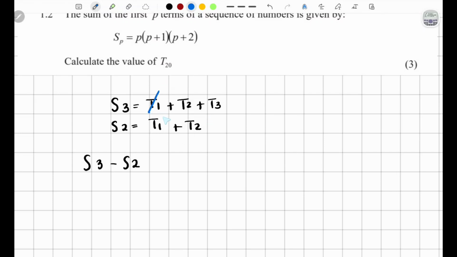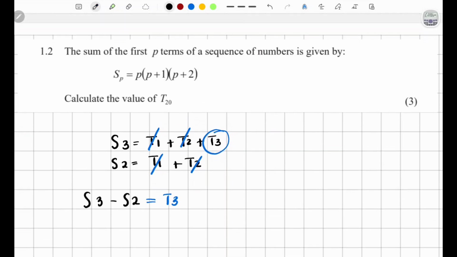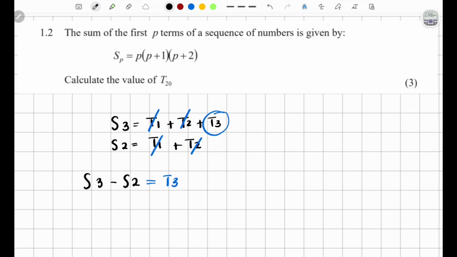If I'm taking the sum of 3 terms, meaning everything here minus everything here, look at what would cancel. Term 1 would cancel with the term 1. The term 2 would cancel with the term 2. And do you see what you're left with? Term 3. So it means that if you wanted the third term, you just need to say the sum of 3 terms minus the sum of 2 terms, and you would find the third term. So likewise, here, if we wanted the 20th term, right, term 20, we should just say the sum of 20 terms minus the sum of 19 terms, and then we will be left with the 20th term.